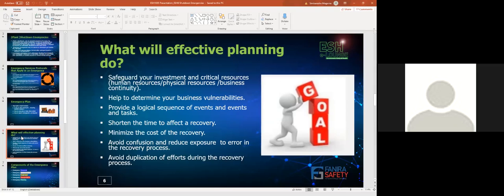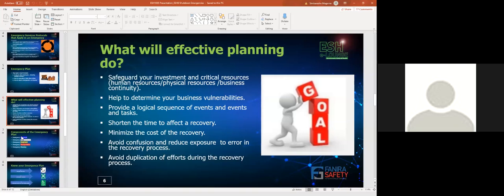And also, let's avoid confusion and reduce exposure to error in the recovery process, as we highlighted on the emergency services protocol that you apply in an emergency. And let's avoid duplication of efforts during this recovery process. That should be our goal, because remember, it's an emergency, and when an emergency comes, we should ensure that our plan goes straight to the aim, straight to how we should manage the circumstances if we encounter any emergencies.